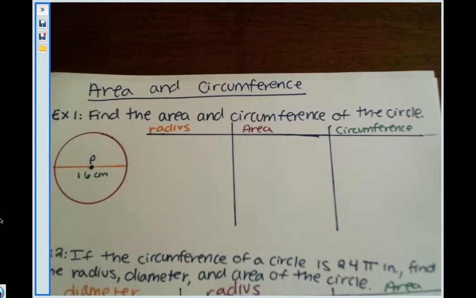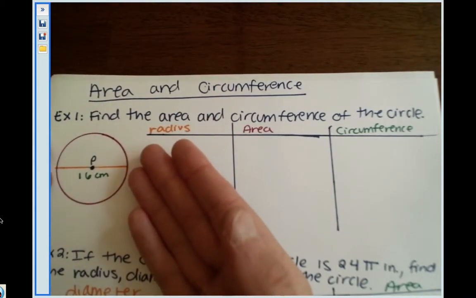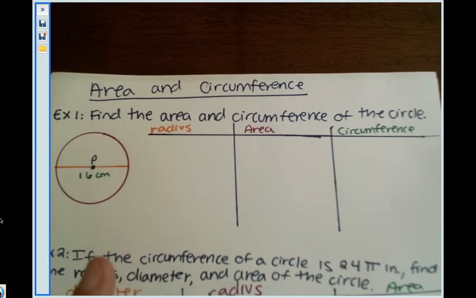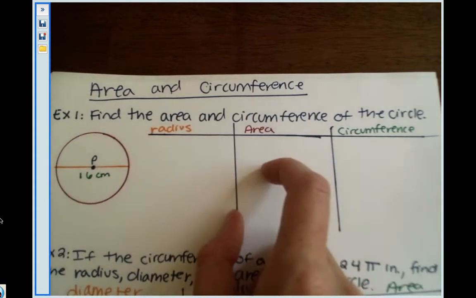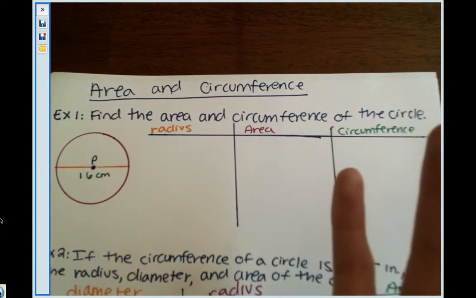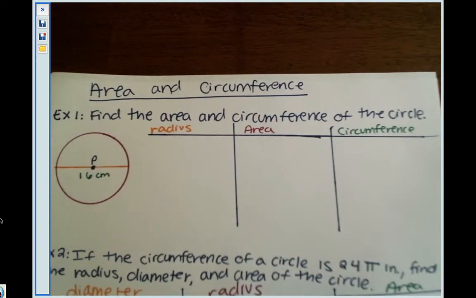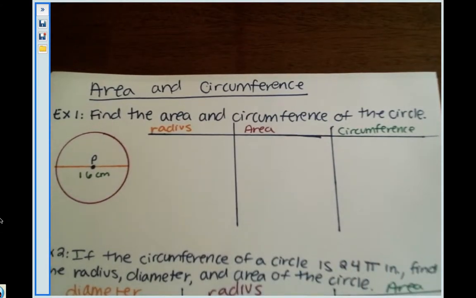Okay, so it says find the area and circumference of the circle. In the circle, what segment has been given to us right here? What is the segment that starts on one side of the circle, hits the center, and goes to the other end of the circle? Yes, it is the diameter. The reason I have radius on here is that we kind of need to know the radius in order to find the area. Technically, if I know the diameter, I can find the circumference like that. So, just keep that in mind.